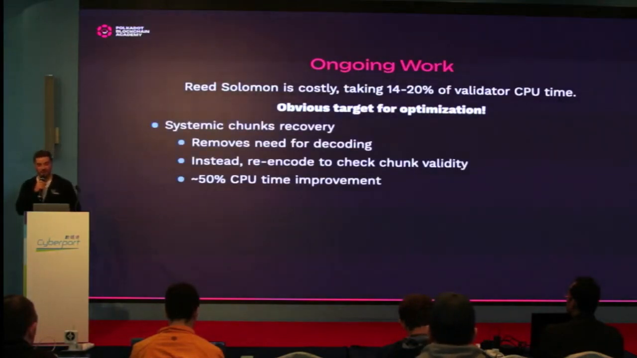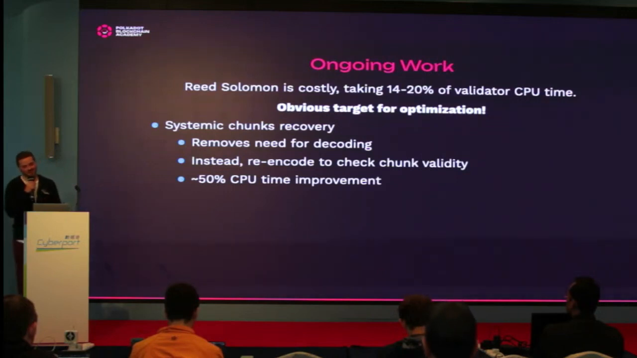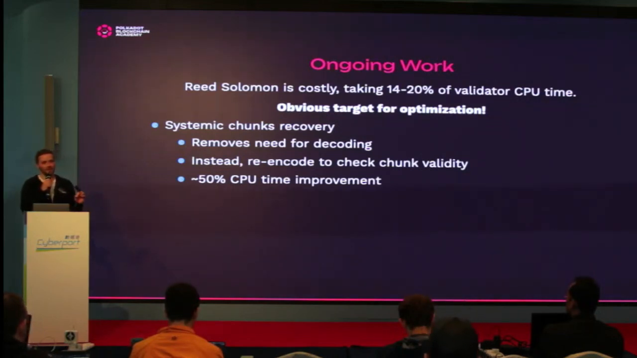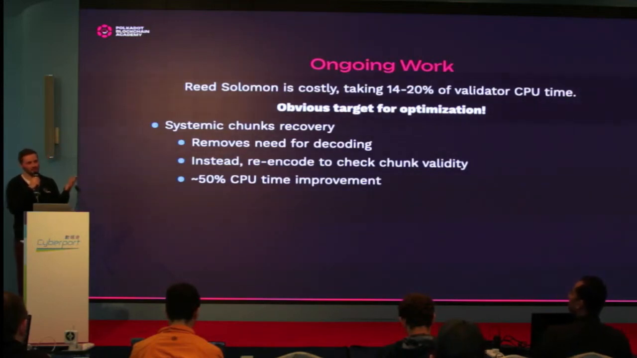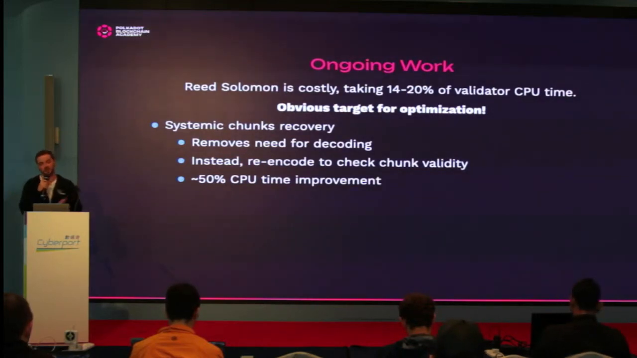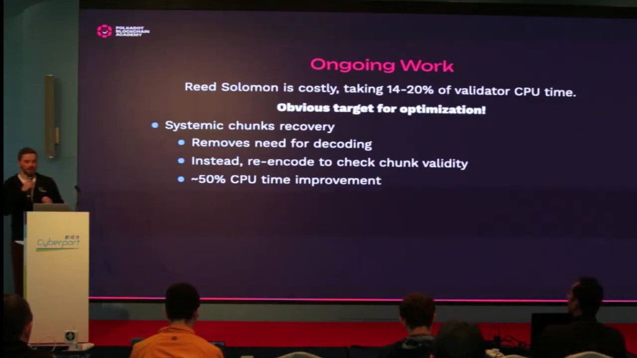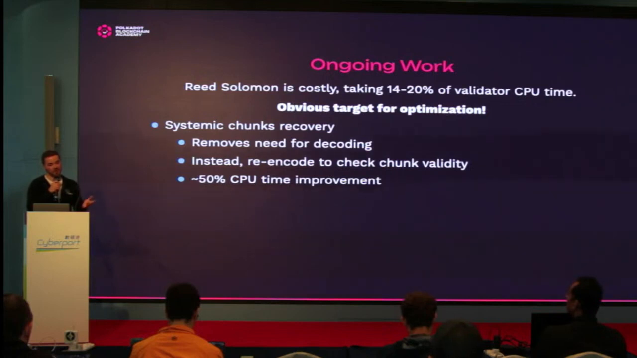So instead, if we get back our original data, we do still need to do a little bit of work. We need to actually re-encode it using erasure coding, because we have this erasure Merkle root that we need to check the chunks against. And so we need those erasure encoded chunks in order to check them against the Merkle root. In theory, this would give us about a 50% CPU time improvement, because encoding takes about half as much time as decoding.